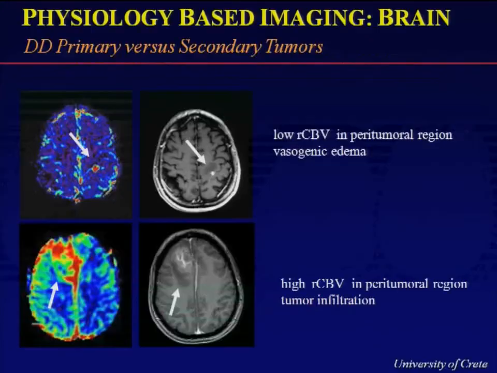Also, another application is to differentiate primary versus secondary tumor, because in the peritumoral region, it's obvious that in metastatic disease, the peritumoral region is a pure vasogenic edema. So the perfusion would be normal in this case.